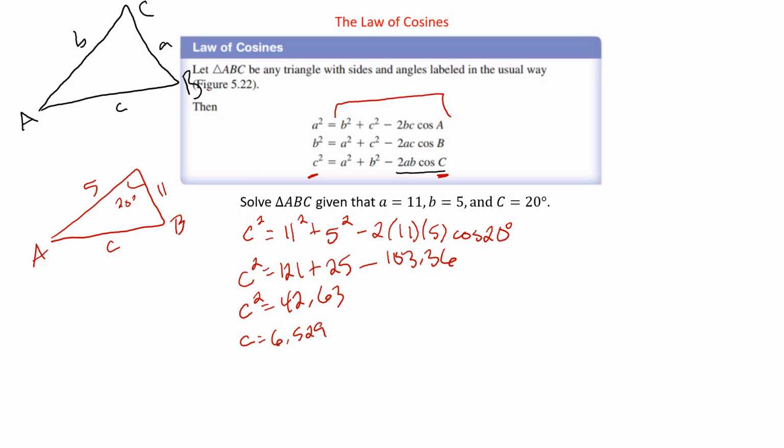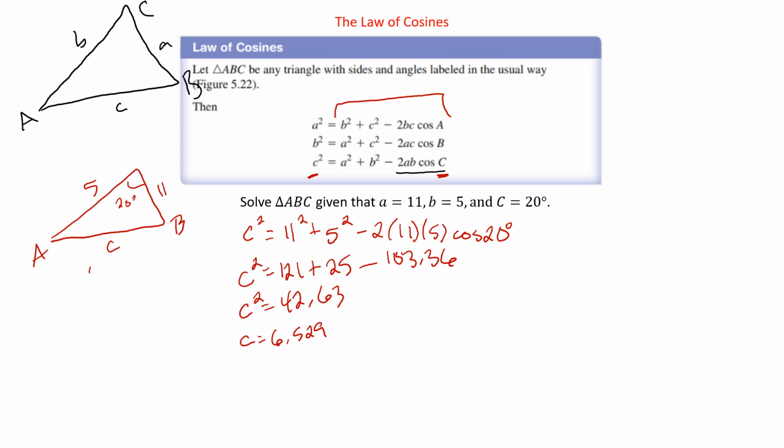How many decimal places do you take it to? In this case, I would generally take it to 2 decimal places, like 6.53. But you take it to as many decimal places as the problem requests of you. Generally speaking, it'll say round to 3 decimal places, round to 2 decimal places, round to 1 decimal place. Follow the directions. So that's C.